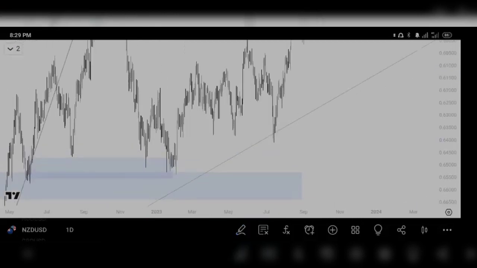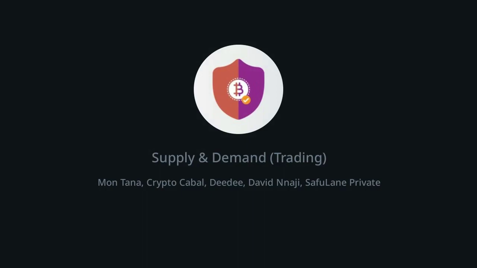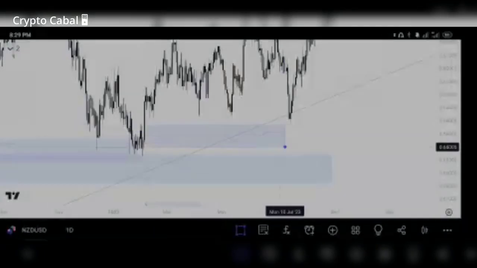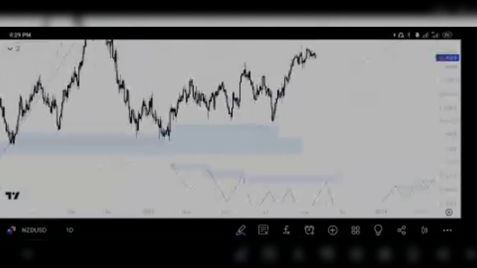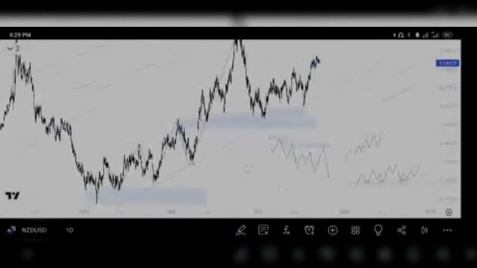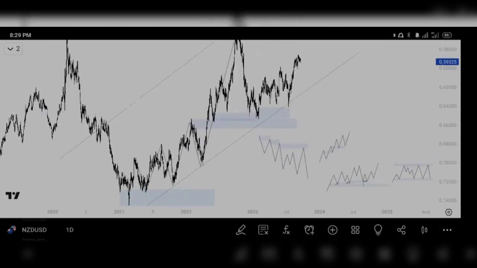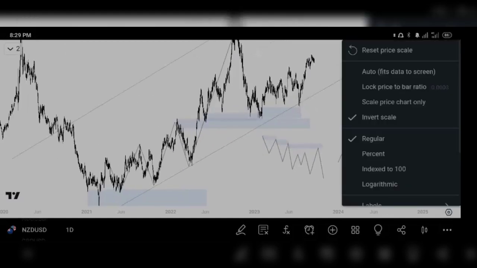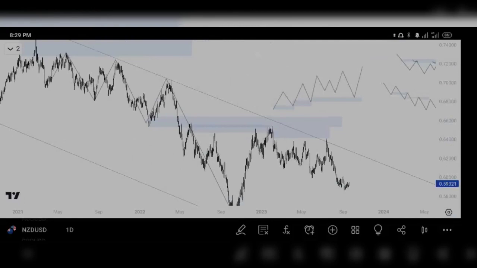Now, where is the demand? This is it. And that is where the concept of order blocks is being vetted, though we won't be talking about order blocks tonight. We are just talking more of demand and supply. It's very simple. Now look at this too.